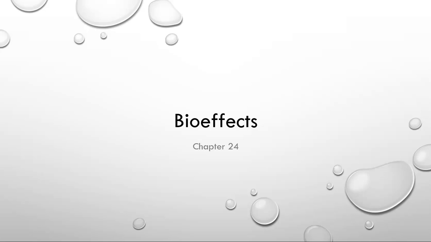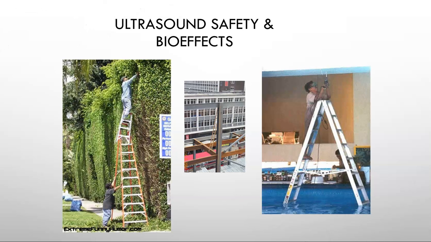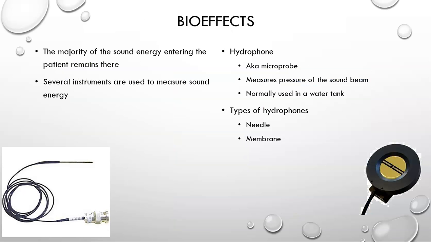Alright, let's get into bioeffects. Bioeffects are all about safety. The majority of the sound energy injuring the patient is going to remain there. It's going to be dissipated as heat eventually. There are several instruments that can be used to measure sound energy. One of these is the hydrophone, also known as the microprobe. This measures the pressure of the sound beam and is usually used in a water tank to determine how much pressure is getting to something. Different types of hydrophones are the needle hydrophone and the membrane hydrophone.